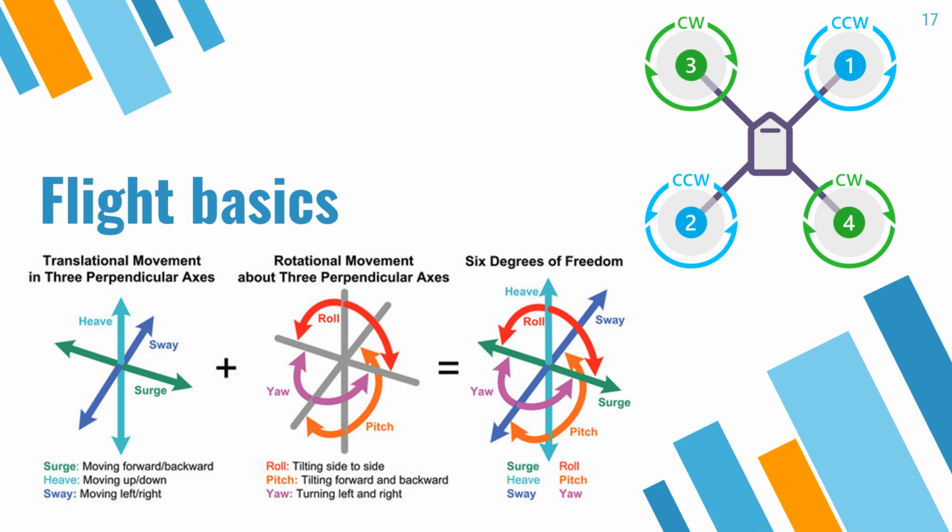And in order to cancel out torque, we need to make sure that the motors that spin with the same rate cancel each other out. So in this case, 2 and 4 need to cancel each other out, and 1 and 3. And this is also the case.